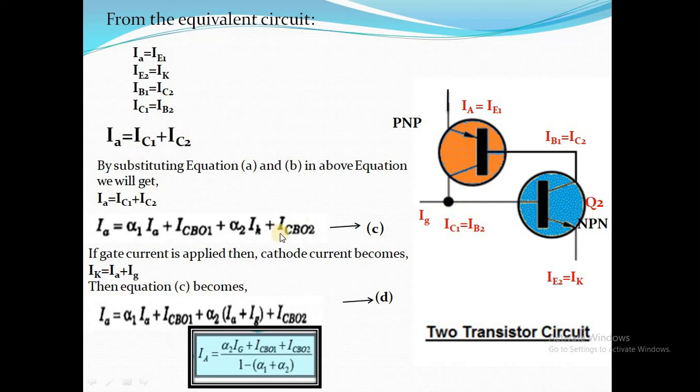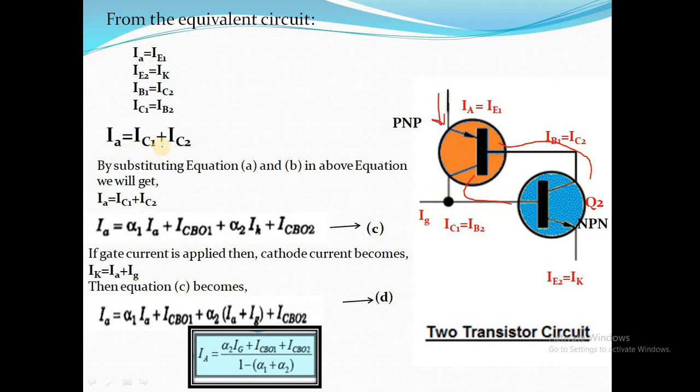From the relations we can observe that the anode current is entering through the emitter terminal of the first transistor, but that same current is dividing in two paths. The anode current enters and is divided in two paths, one through the base direction and one through the collector direction. So the anode current enters in this direction and the same anode current divides through this direction and also through this direction.